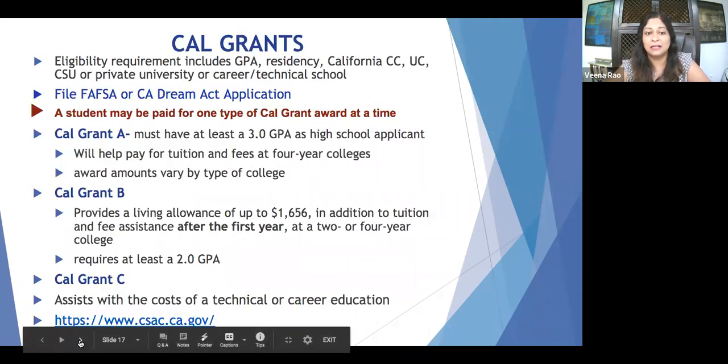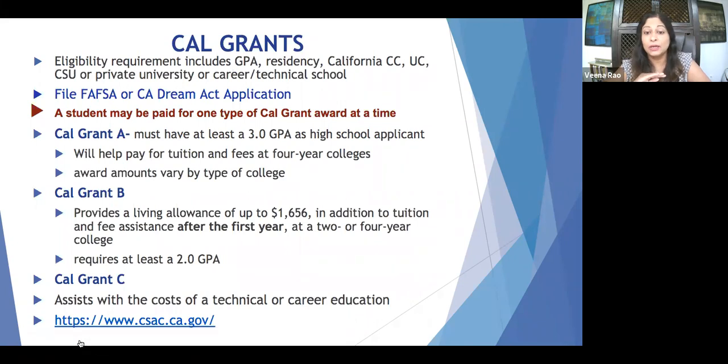So in terms of the Cal Grants and the FAFSA, you can just file the FAFSA and have that be the tool that determines whether or not you're eligible for Cal Grants. But this is one of those where, although there are different types of grants, a student is only eligible for one grant at a time.